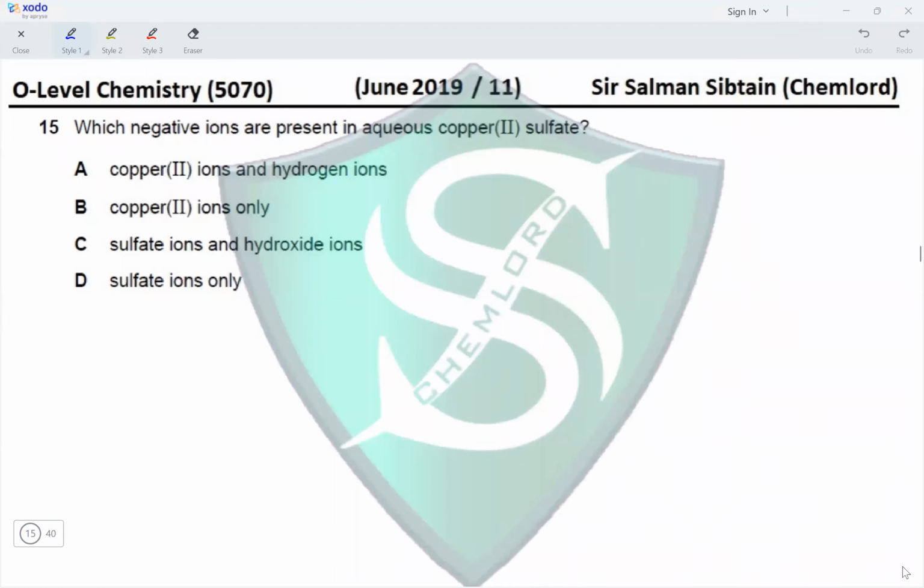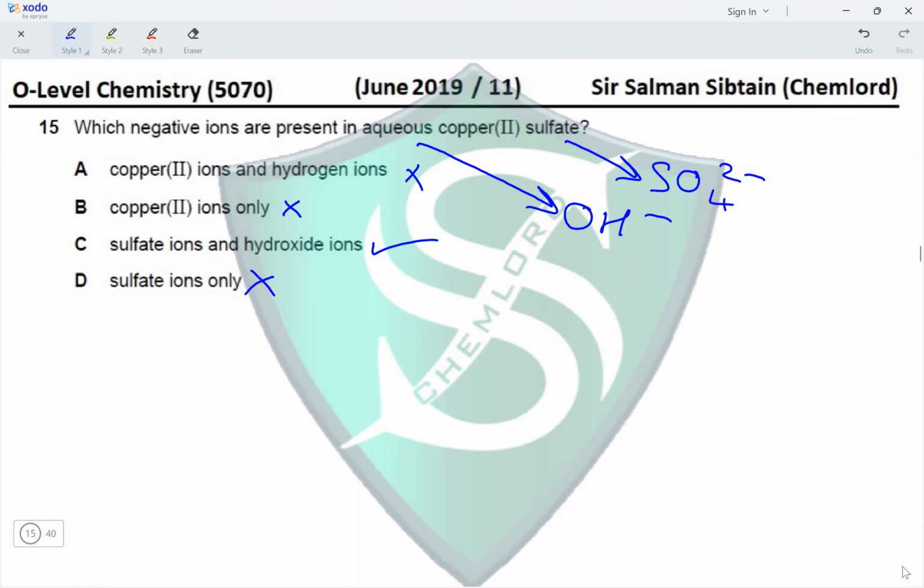Question 15. Which negative ions are present in aqueous copper sulfate? So copper sulfate has the sulfate ions present and aqueous means water is present. So hydroxide ions from water are present. Copper 2 ions and hydrogen ions. This will be true if they were asking for the positive ions present. Copper ions only, they are positively charged. Sulfate and hydroxide ions, yes. Sulfate ions only, also hydroxide ions. So option C is the correct option for this question.